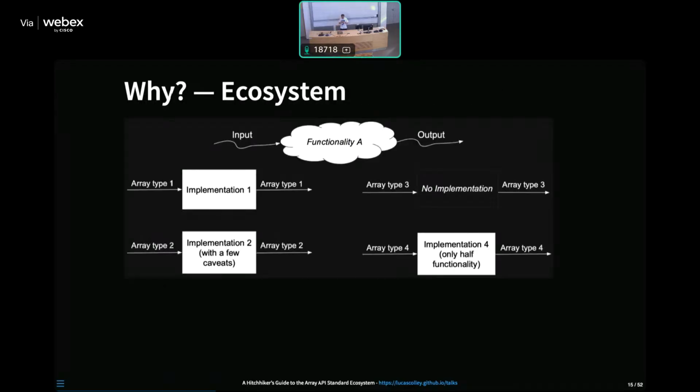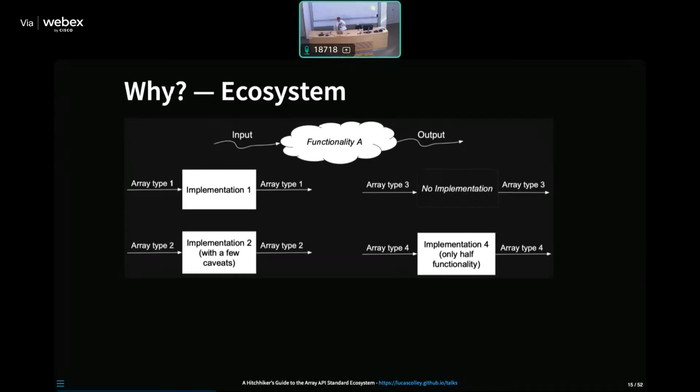And the final bit of motivation is a more holistic ecosystem view. This is an excerpt from my slides last year, where we have some functionality and we have different array types here. So imagine one of these is NumPy, one of these is PyTorch. Maybe you've bumped into this yourself if you've tried experimenting with different array libraries. You'll find something that works really nicely with one array type. Maybe it pretty much works with another one, and then there's another one where there's no implementation at all, or something else, you kind of need to do half the work yourself.